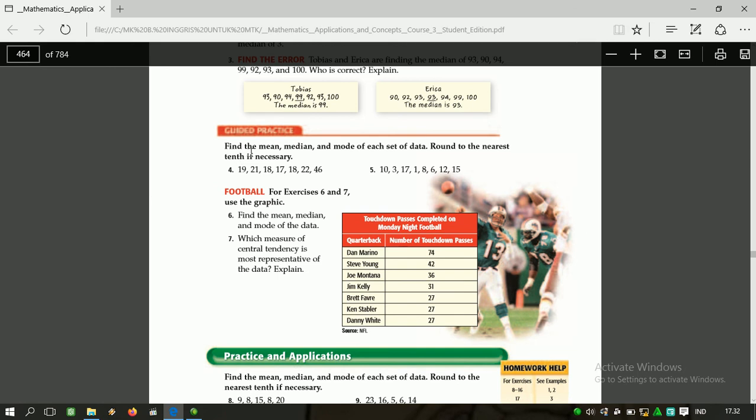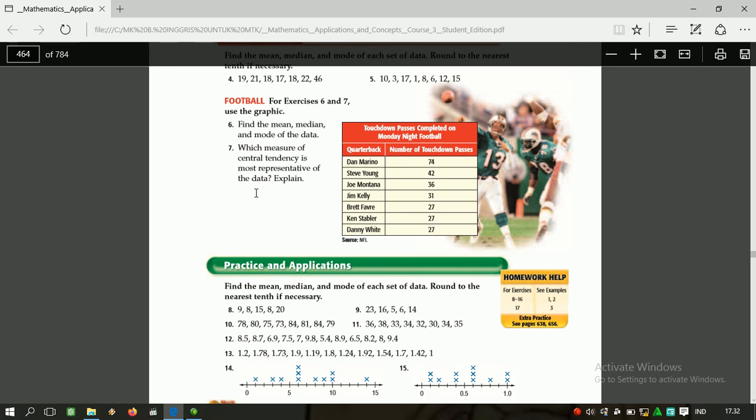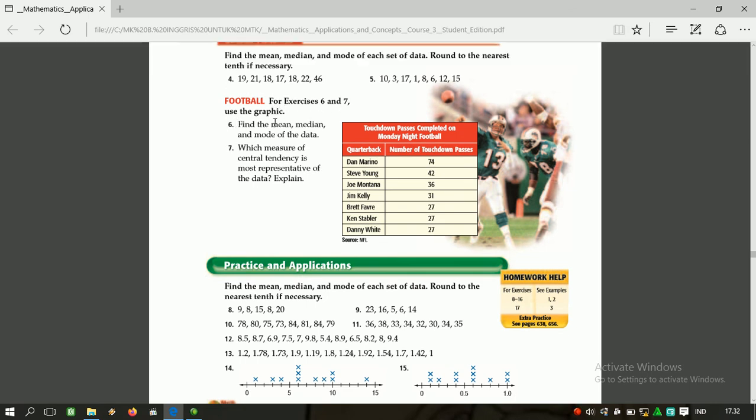Written practice: find the mean, median, and mode of each set of data, rounded to the nearest tenth if necessary. Football: for exercises 6 and 7, use the graphic. Number 6. Find the mean, median, and mode of the data. Number 7. Which measure of central tendency is most representative of the data? Explain. This is a table of touchdowns scored in modern football.